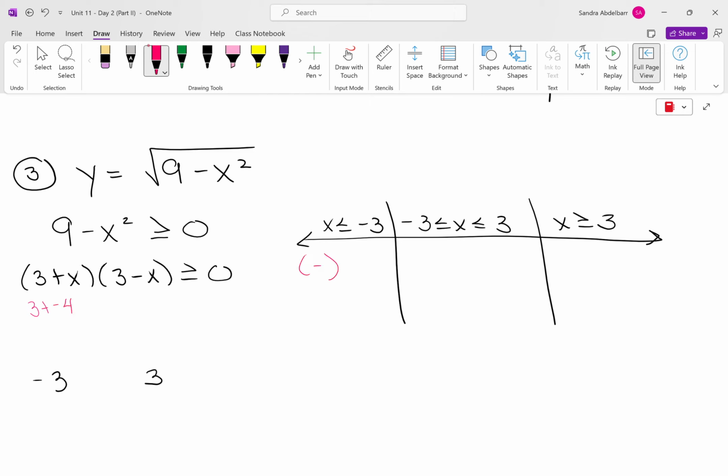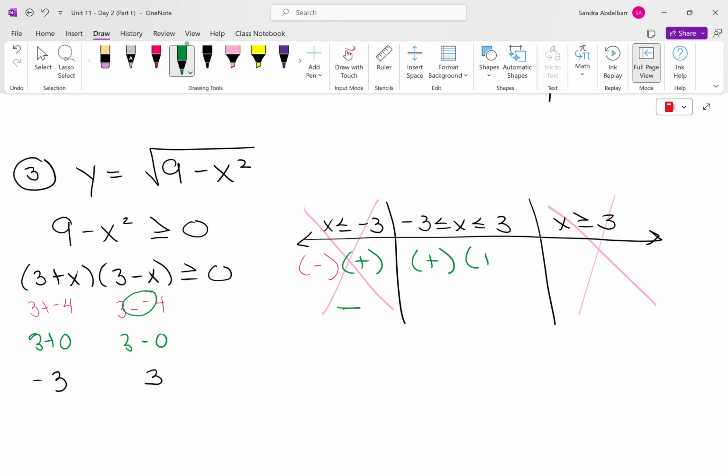All right, I'm going to start off by testing -4. So 3 plus -4 is negative, and 3 minus -4, that double negative makes a positive. A negative times a positive is a negative. Do we want our product to be positive or negative? Positive. So what does that mean? This column's out and the last column's out. Should we still check the middle? Yes. So I'll check 0.